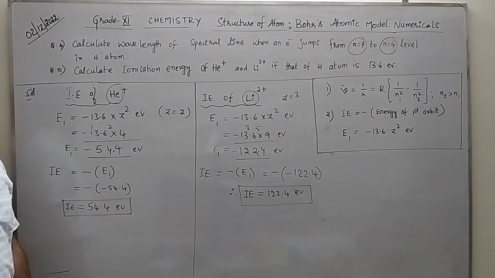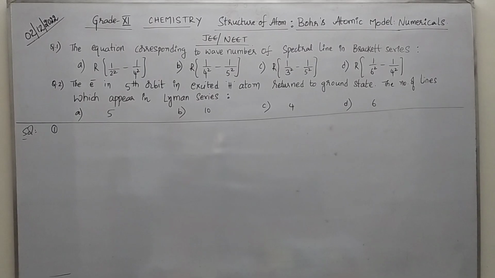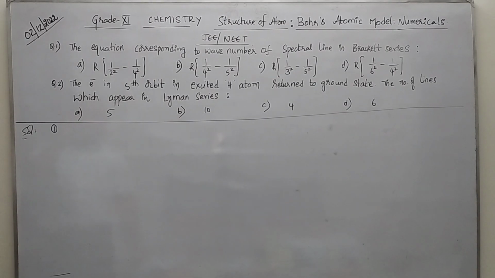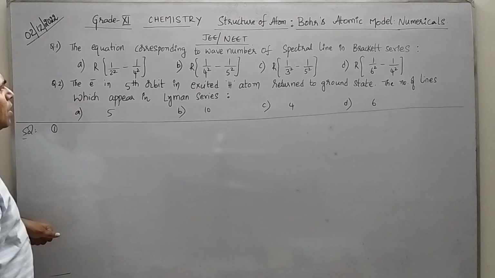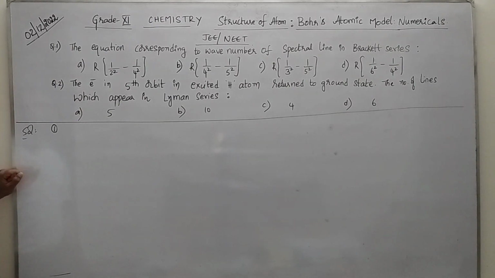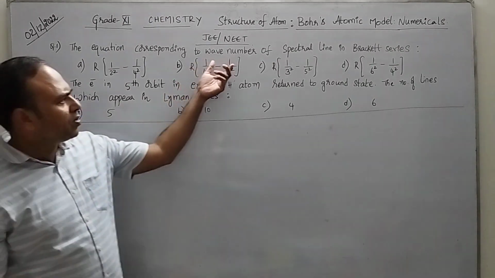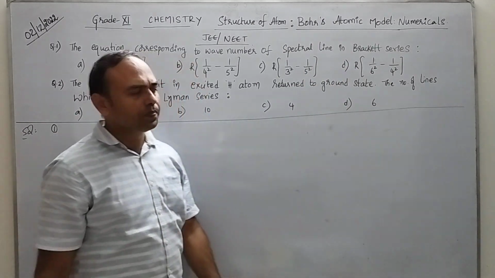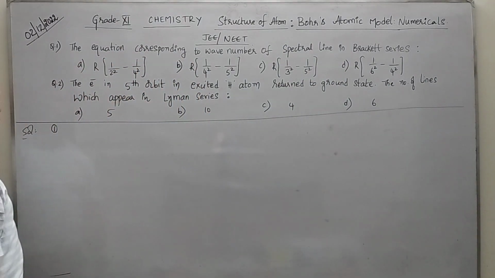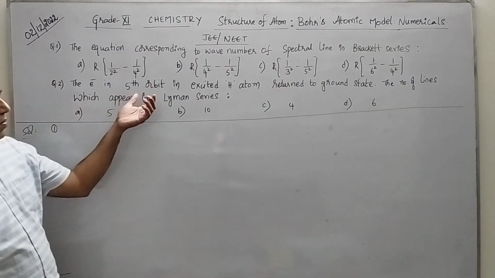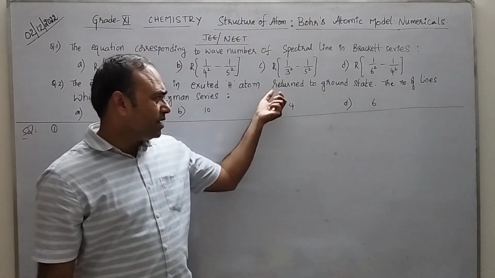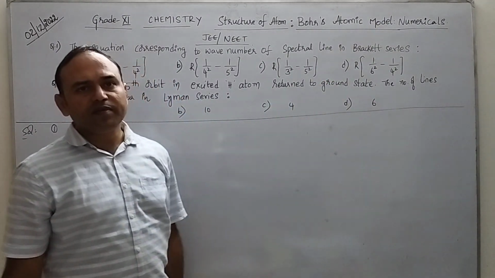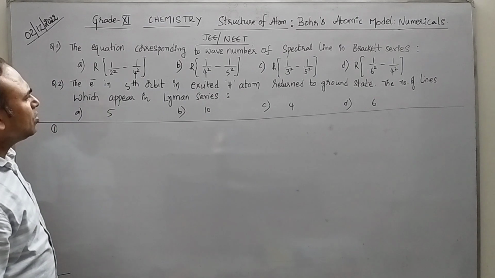Now let us move to JEE NEET questions. Now coming to the JEE NEET questions. The first one: what is the equation corresponding to wave number of spectral line in Brackett series? They have given 4 options. Second one: electron in the 5th orbit is excited and it's returning to the ground state. Find the number of lines. So for this you know the formula.